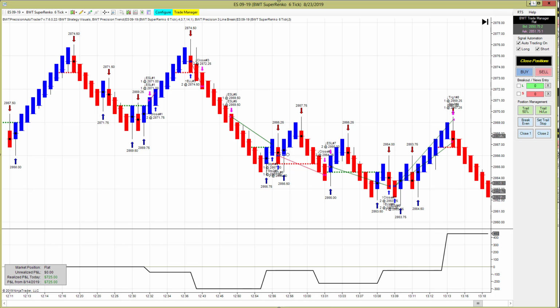Okay, the E-mini S&P on a Super Renko 6 tick that starts trading at 12:30 noon, the second half of the day. This is trading 2 contracts on this one, and this drew down about 300 and recovered late in the day on these 2 trades here, and ended up hitting its goal of 750, finished at 725, had a couple of ticks of slippage.